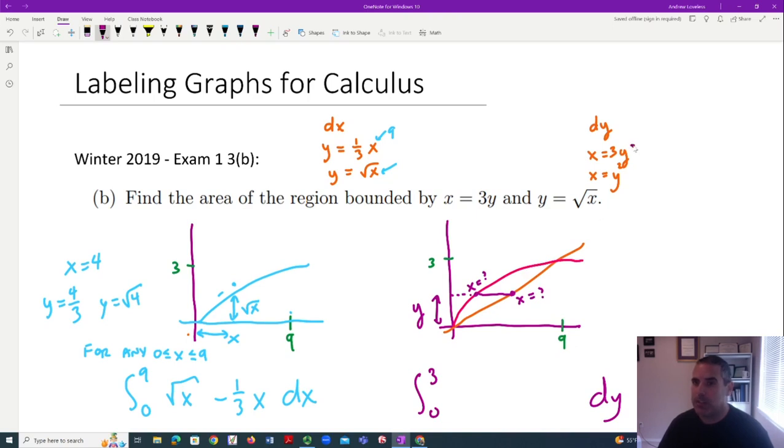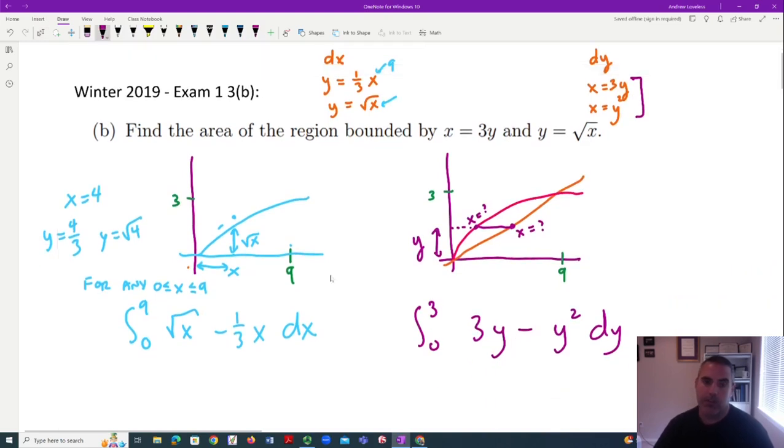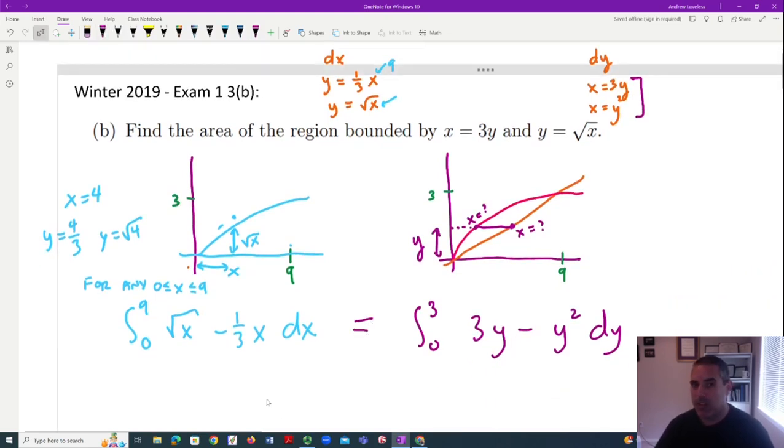So you have to use the equations this way because I'm giving you a y value and I'm asking how far do I walk? And you should see the smaller one is y squared because smaller means closer to the axis. So smaller is y squared, larger is 3y, the line. Both these integrals give you the same thing and both of them give you the area.